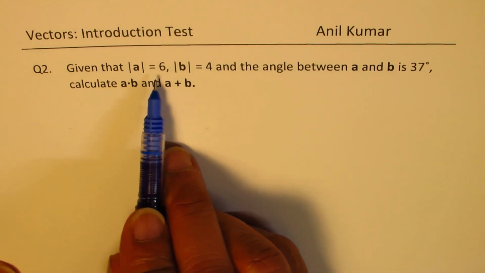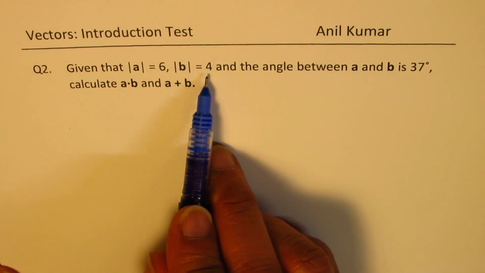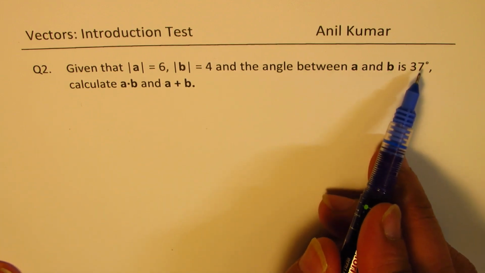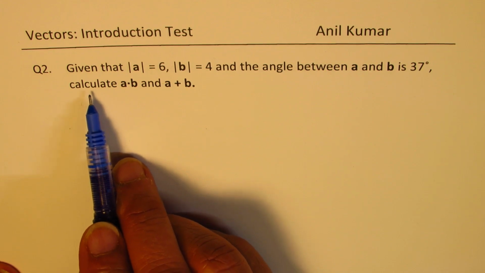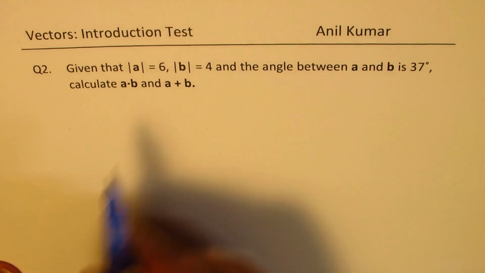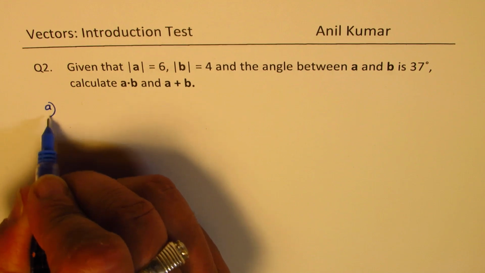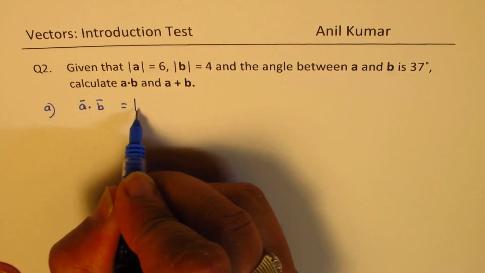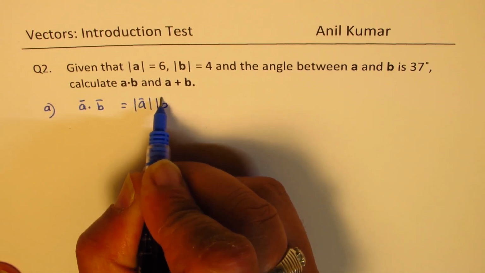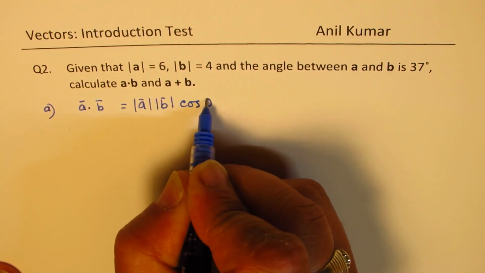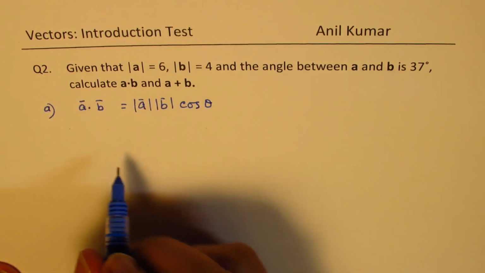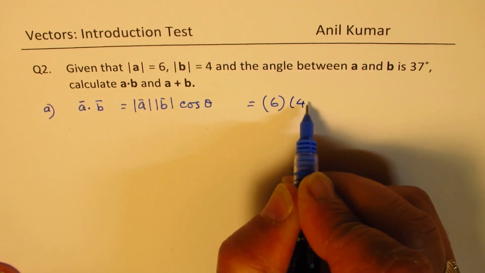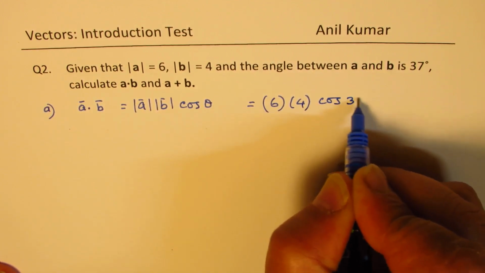Given that magnitude of A is 6 and magnitude of B is 4, and the angle between them, A and B, is 37 degrees, calculate A dot B and A plus B. So there are two parts to this. So first let's do A dot B. So the dot product is magnitude of A times magnitude of B times cos of the angle between them. So angle is given to us. So we can write this as 6 times 4 times cos of 37 degrees.